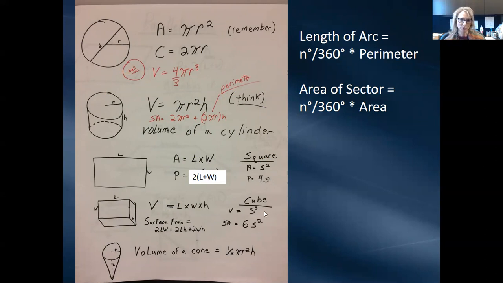The volume of a cube is just the side cubed, and for the surface area of a cube, you have six sides on a cube, so it'd be 6 s squared. All right, the volume of a cone, more than likely you would be given that, but if you're not, it's pi r squared times 1/3 of the height. So it's 1/3 pi r squared h.